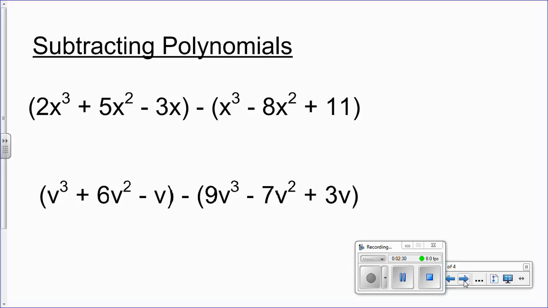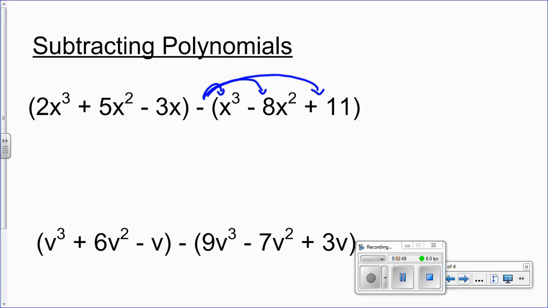Okay, subtracting polynomials, so same thing as adding, except I have to remember that I need to distribute this negative, this minus sign. I need to make sure I subtract all of the terms to the right. So I'm going to bring down my 2x cubed plus 5x squared minus 3x. I'm bringing that down without the parentheses.